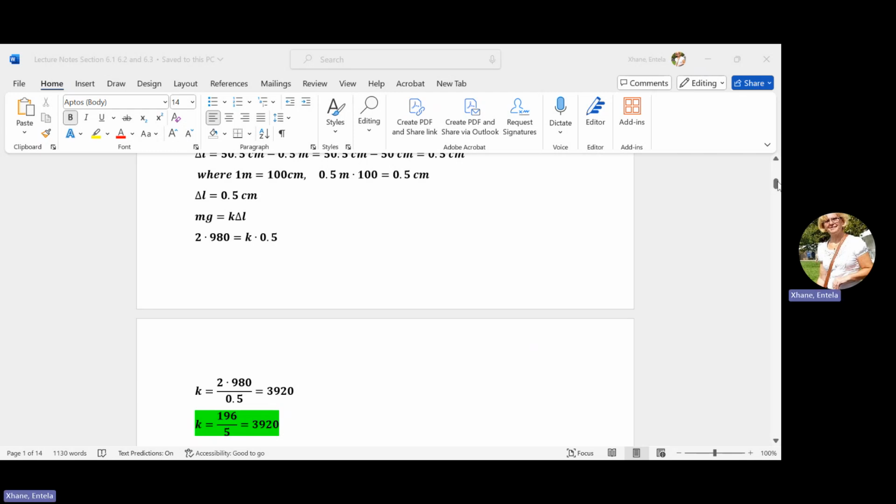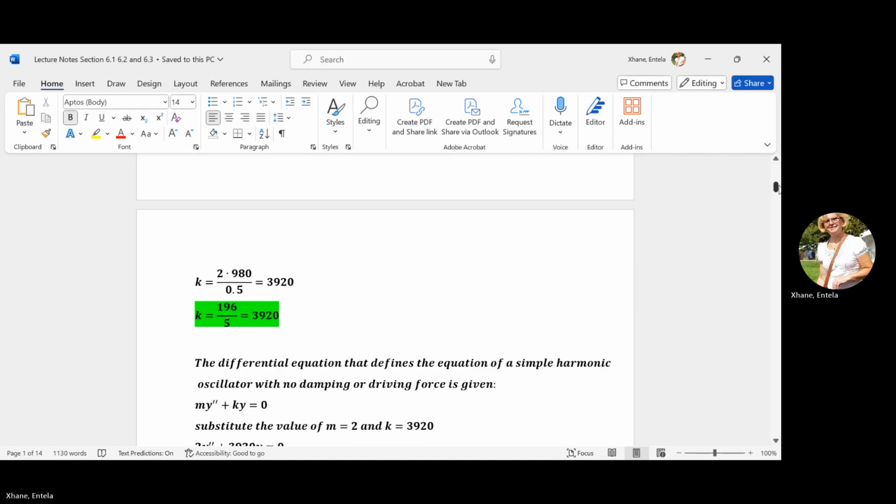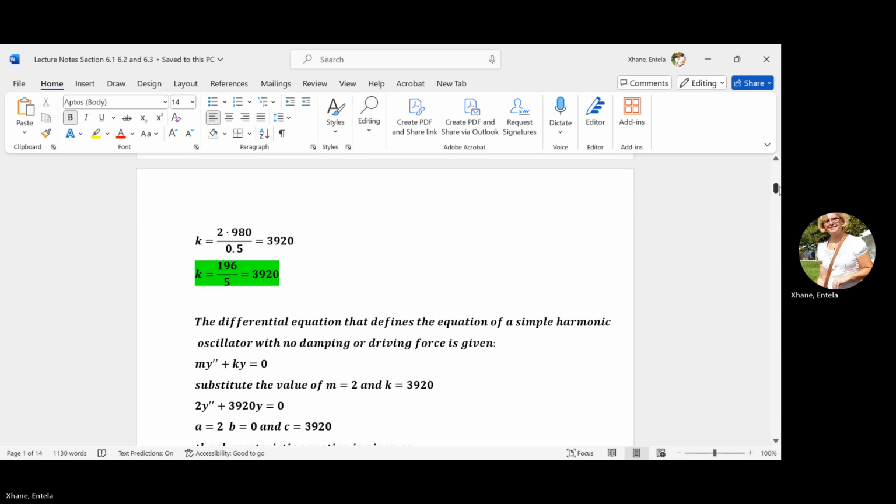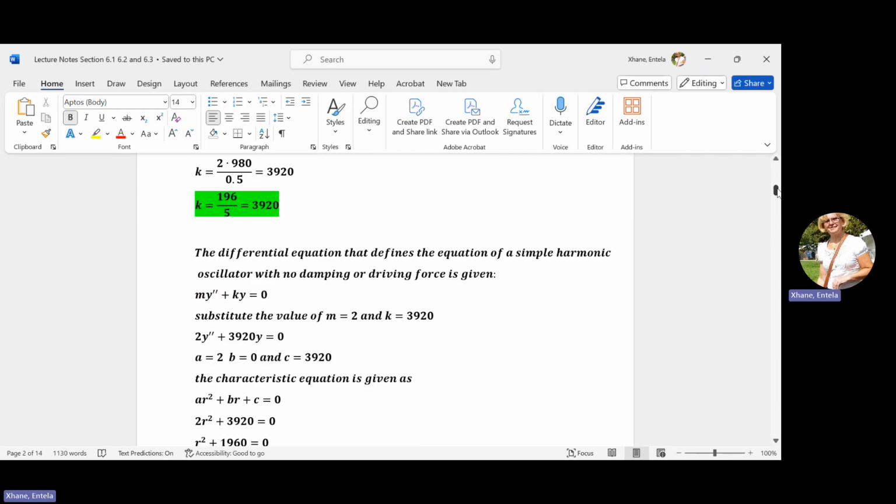So to find K, I'm going to divide the product of 2 and 980 by 0.5. 2 times 980 divided by 0.5 is 3,920. So that's going to determine K. We already know M is 2 grams. So therefore, we substitute them to create the characteristic equation.